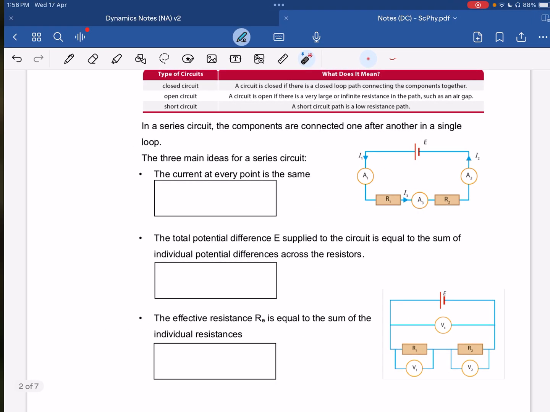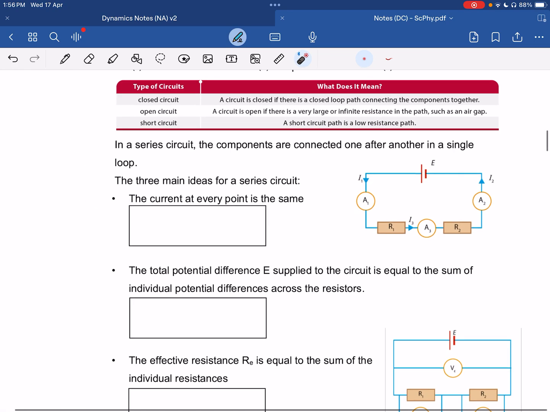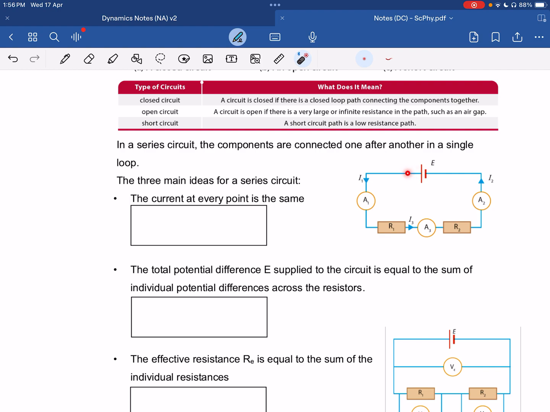Okay, so if we go back to our summary here, what are the three main ideas for a series circuit? So the current is going to flow through as one path. So the current at the first point versus the current at the second point, they will all be the same. Okay, so the current at the first point equals the current at the second point, equals the current at any point.